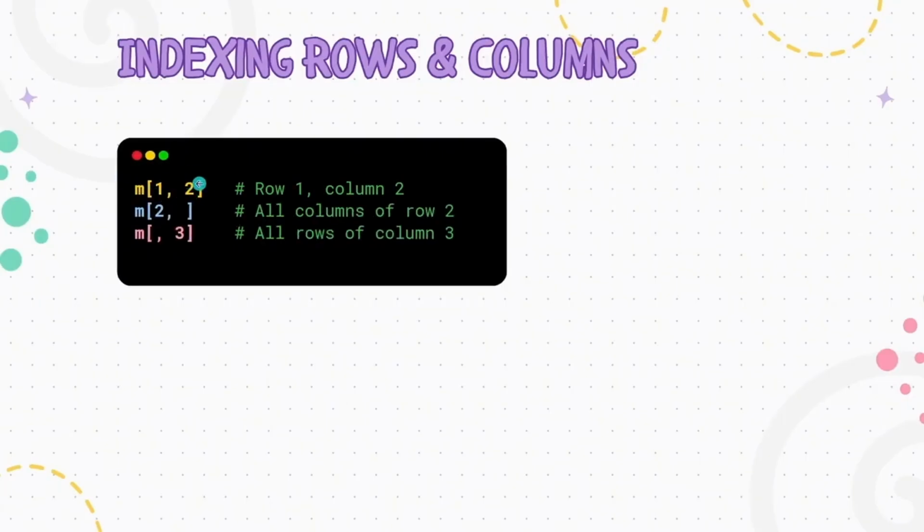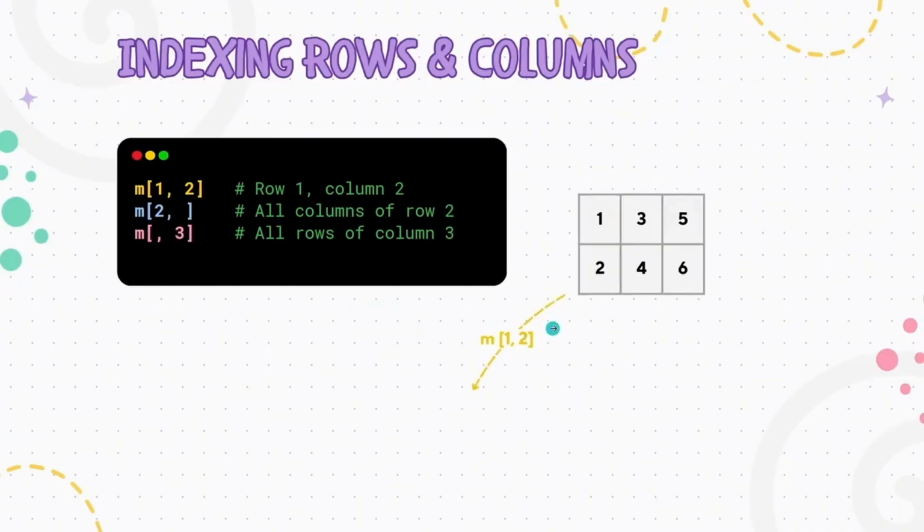So doing this would give us the value that is in the first row and the second column. This would give us all of the elements of the second row, and this would give us all of the elements of the third column. So if I did m[1,2], it would give us the element of the first row, that is this, and the second column. So this, it would give us 3.